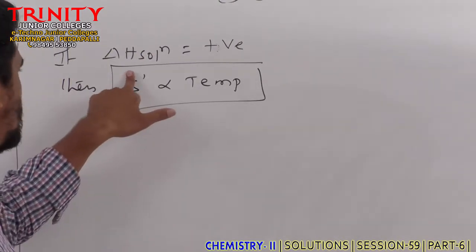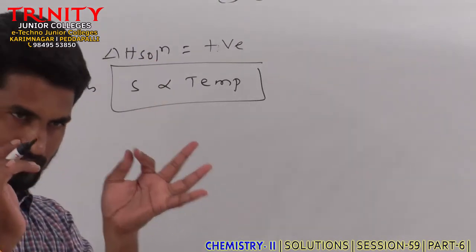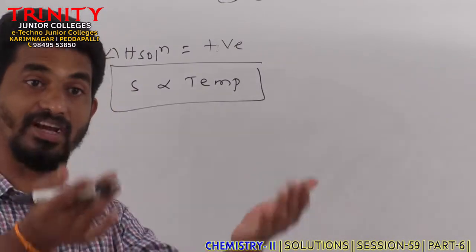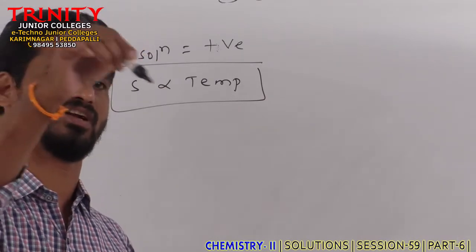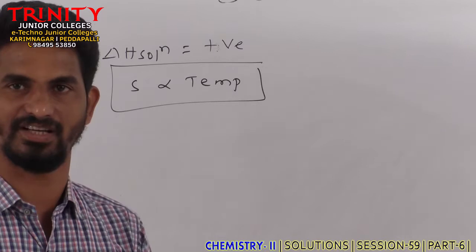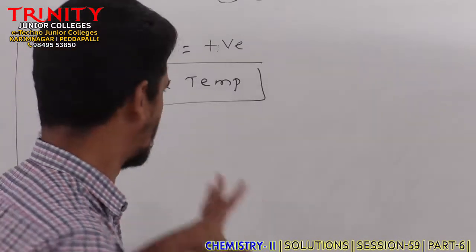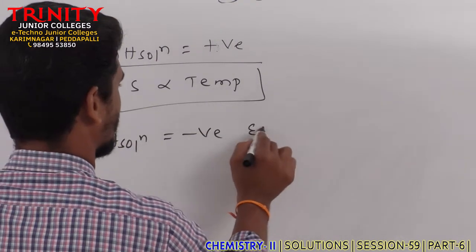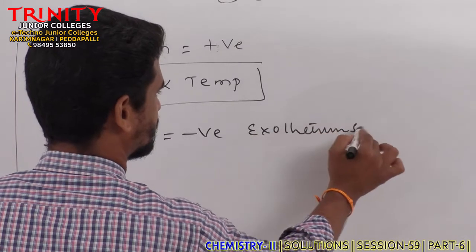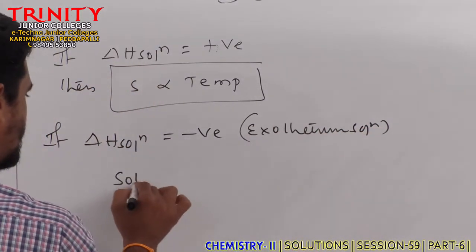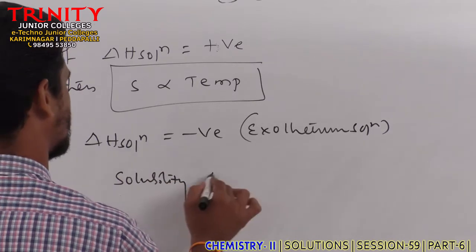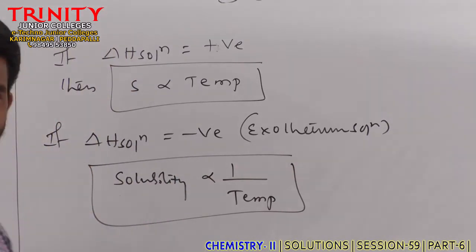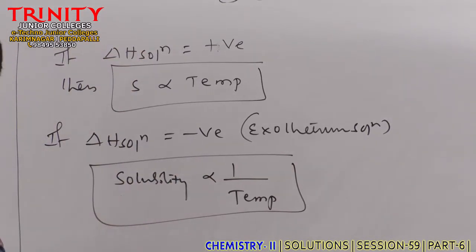Solubility is directly proportional to temperature. Means when a solid solute is dissolved in a liquid to form its solution, during this process if heat is absorbed, then the solubility of that salt in that liquid increases with the increase in temperature. Clear? Next, if delta H of solution is with negative sign, meaning exothermic solutions, then the solubility of solid in liquid, the solubility of salt, is inversely proportional to temperature.